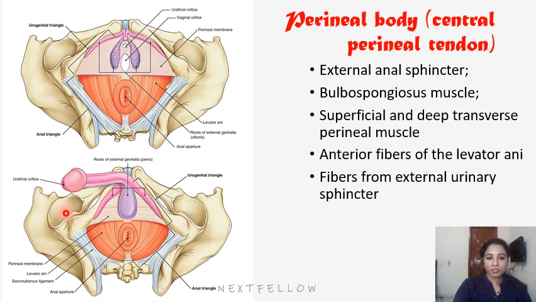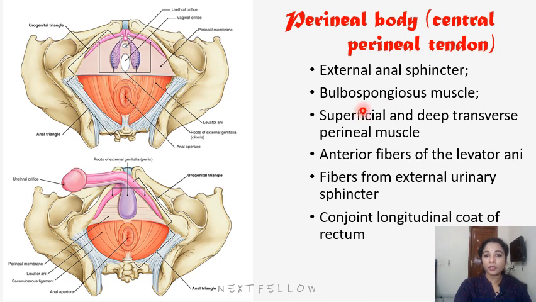And the perineal body is like you can see here. So all these muscles take part in the formation of perineal body. So external anal sphincter, bulbospongiosus, superficial and deep transverse perineal muscles, and anterior fibers of levator ani including puborectalis, pubovaginalis, and external urethral sphincter and conjoint longitudinal coat of rectum.